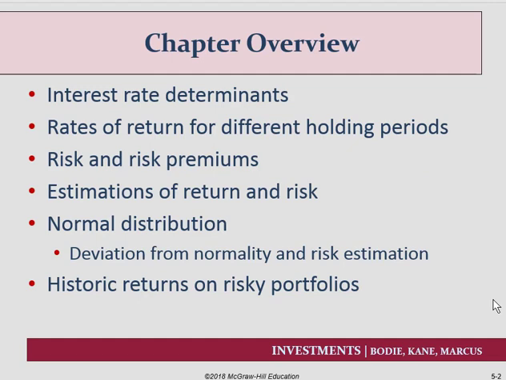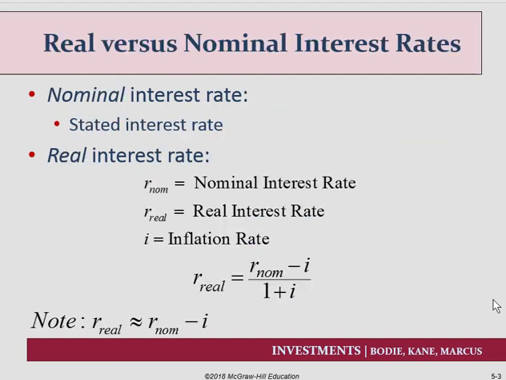We're going to talk primarily about interest rate determinants, not how interest rates are created, but some parts of them. We're going to look at rates of return. We're going to talk about some premiums. We're going to talk about how you calculate risk and return. And ultimately, we're going to take a peek at what real data tells us about portfolios and asset classes that we can invest in. So the first thing we want to talk about is interest rates.